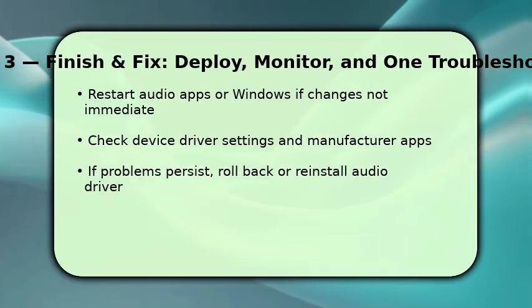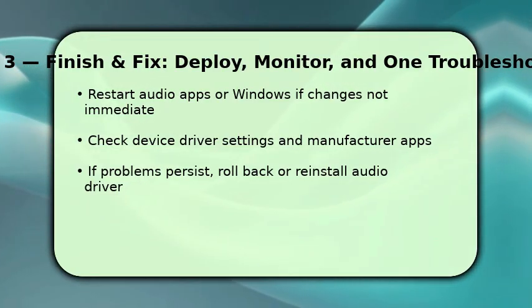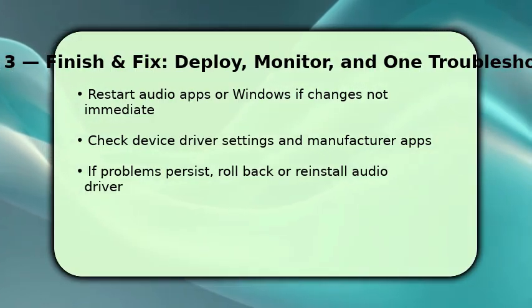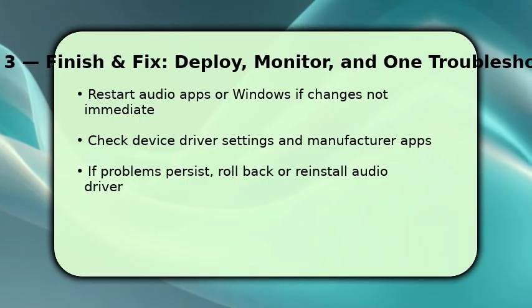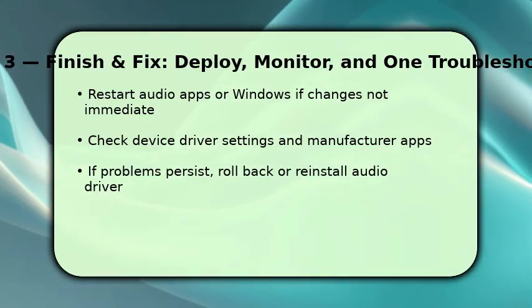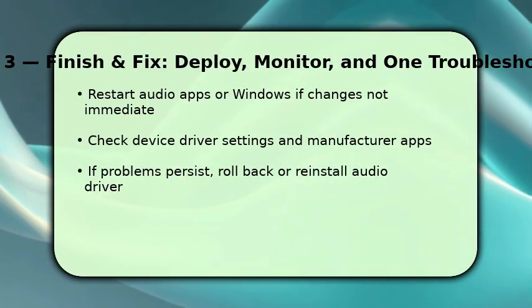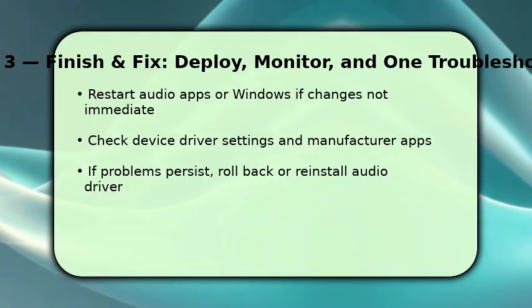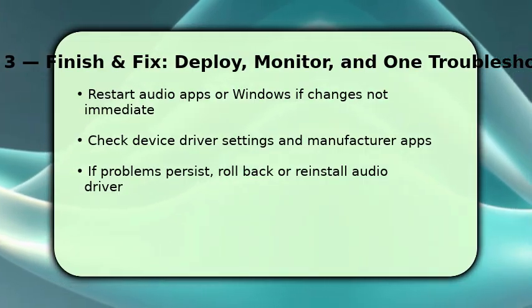If spatial sound reappears, open Device Manager, expand sound, video, and game controllers, and update, roll back, or reinstall the driver. This fixes driver-enforced features. Make sure manufacturer apps, firmware, or USB DAC settings aren't forcing spatial modes. Disable them there if necessary. One tip: test with a different.